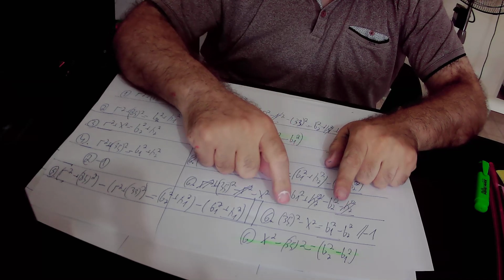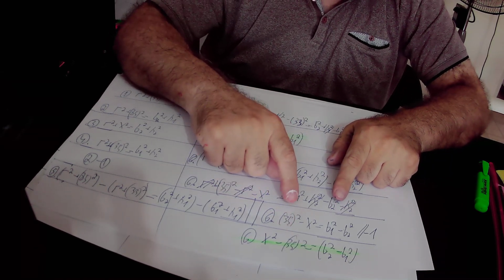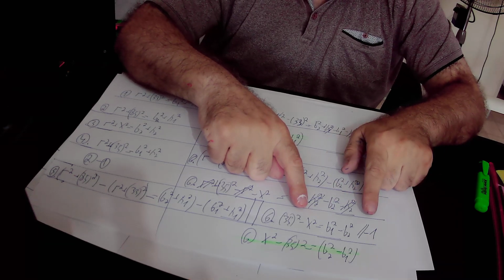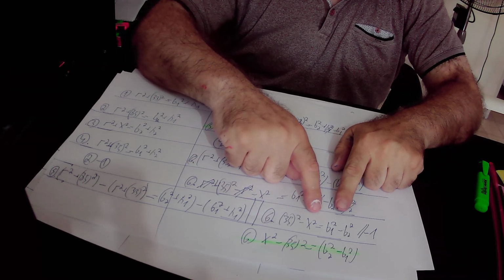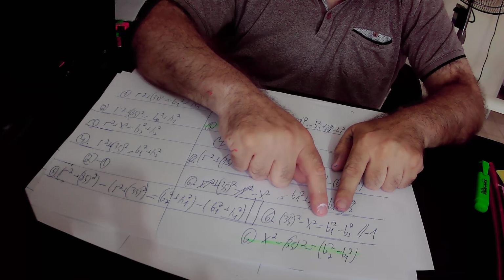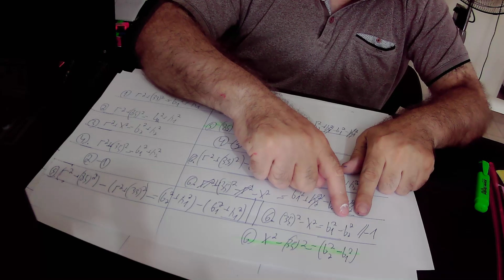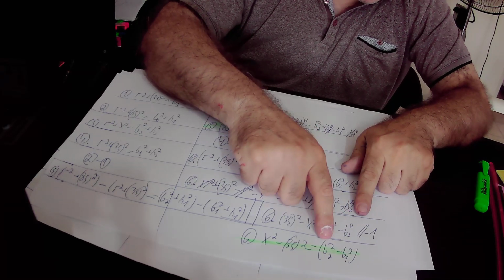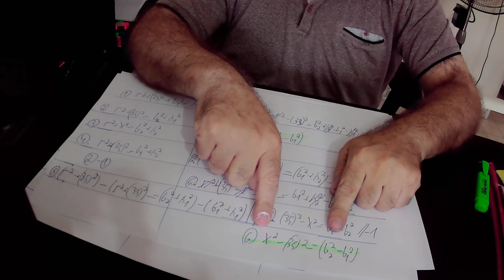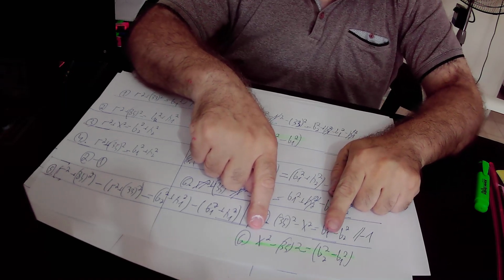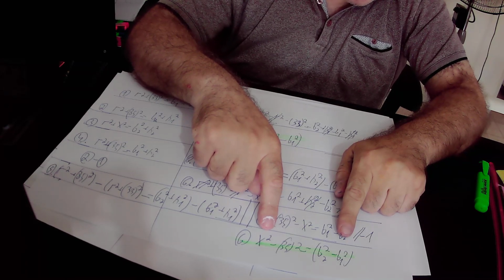So here 35 square times minus 1 is minus 35 square. Minus x square times minus 1 is plus x square. And here b1 square times minus 1 is minus b1 square. And minus b2 square times minus 1 is plus b2 square. So in conclusion, we found out that according to this equation number 6, x square minus 35 square equals b2 square minus b1 square.